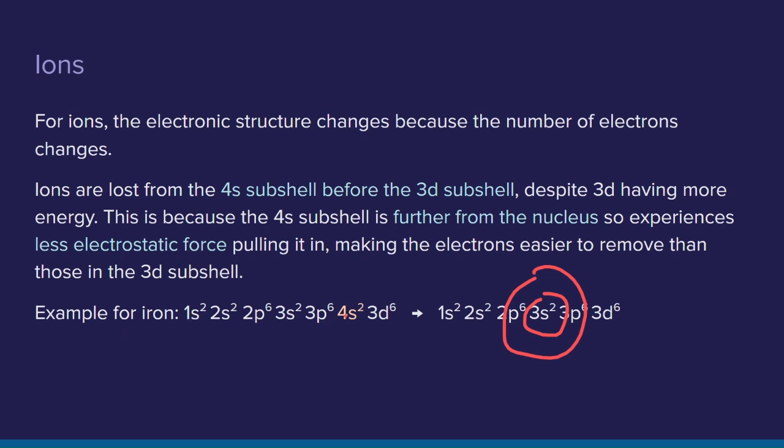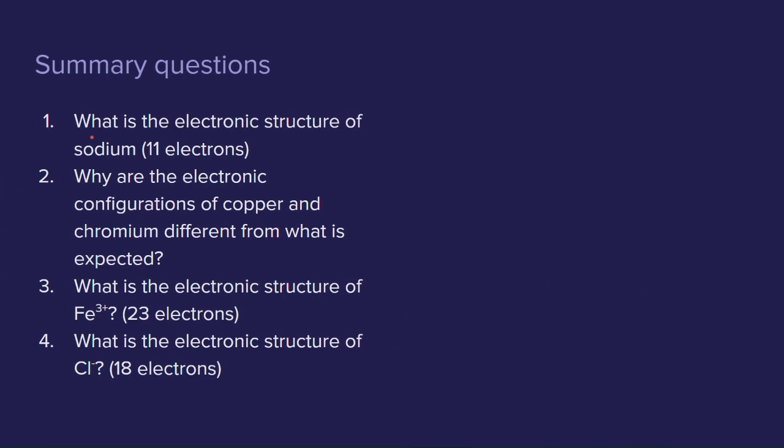is 1s2, 2s2, 2p6, 3s2, 3p6, 4s2, 3d6, and then you just get rid of that. For iron 2+, it's the same except without 4s2.